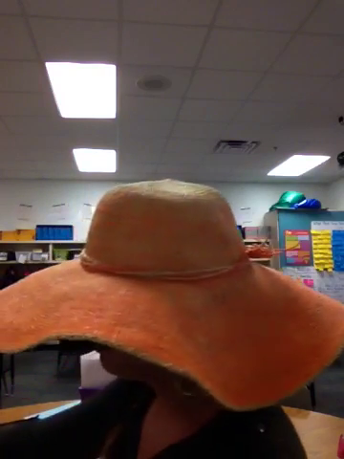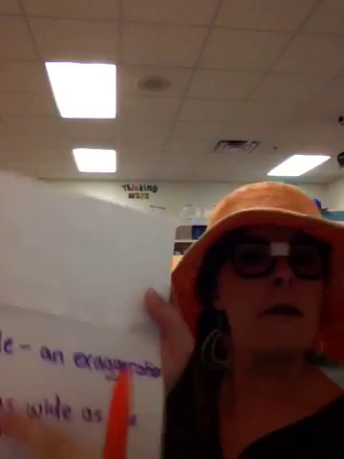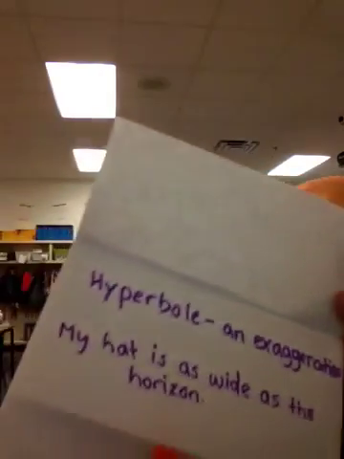And then I might draw a little picture of my hat and maybe of the horizon to make it look like my hat's as wide as the horizon. We want to have a picture to go with our element. We need to draw a picture here. So see how I kind of wrote big. Don't write that big. Write a little smaller so you have room.